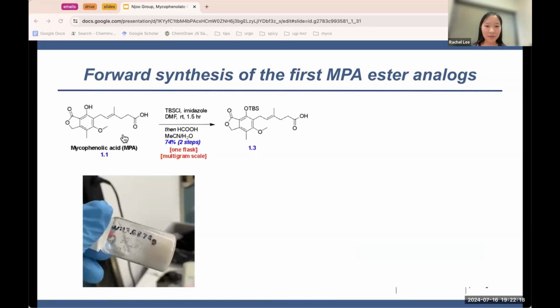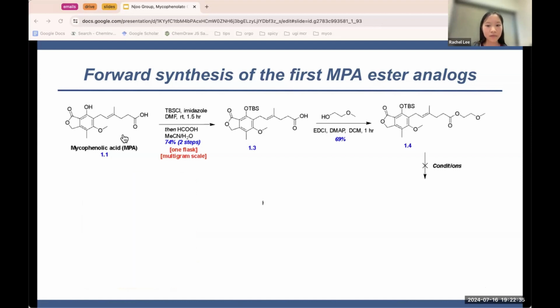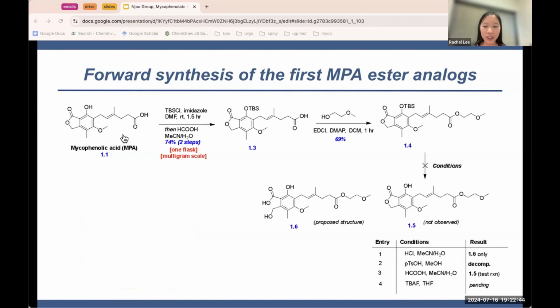So with this monosilylated MPA in hand, we first synthesized the 2-methoxyethanol analog due to the tail's simple structure, and we hypothesized that human carboxylesterase 1 will be most selective towards this analog due to its smaller tail. So first, we performed EDC coupling in the presence of DMAP and dichloromethane, and screened the conditions in which we could deprotect the phenol. We've tried HCl, formic acid, tosic acid, and all of them decomposed except for our formic acid reaction.